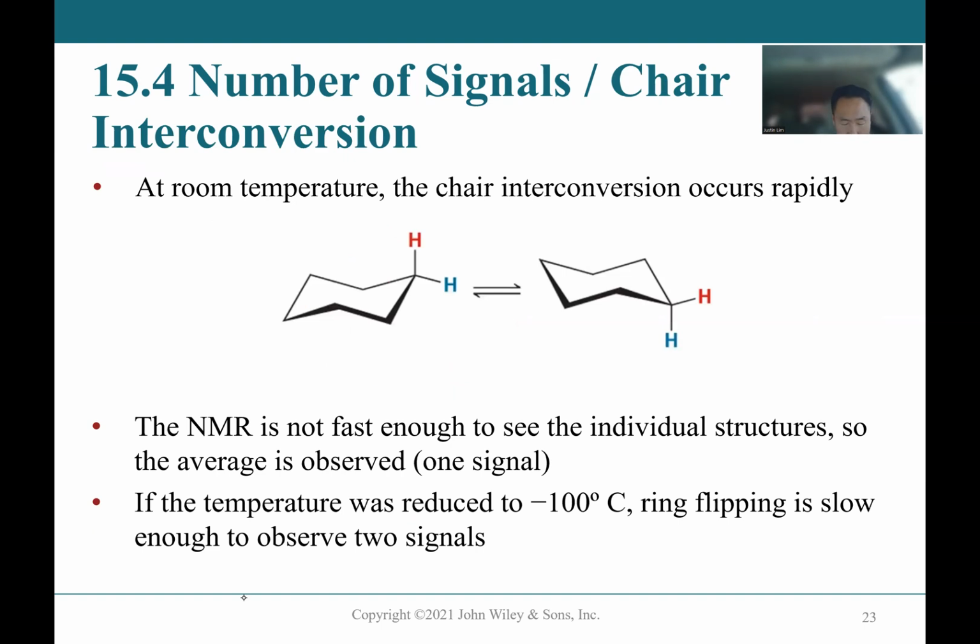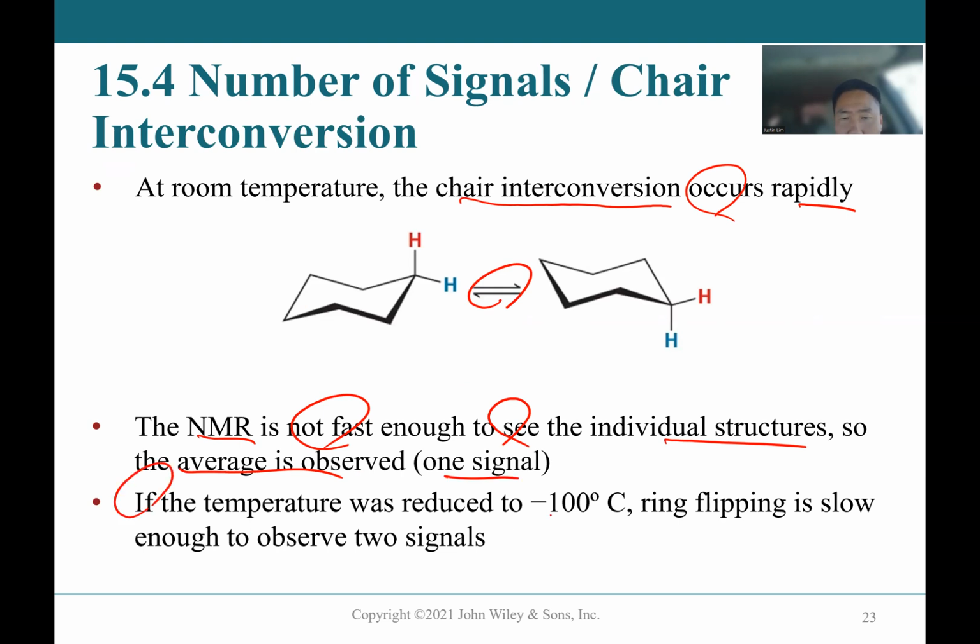Because at room temperature, the chair interconversions occur rapidly. So NMR is not fast enough to see individual structures. So the average is observed, only one signal. If the temperature was reduced to minus 100 degrees Celsius, the ring flip is slow enough to observe two signals.